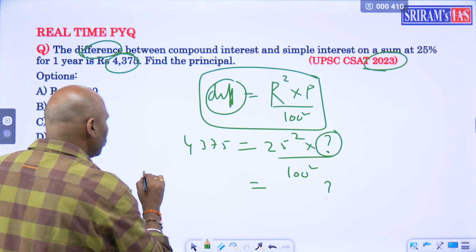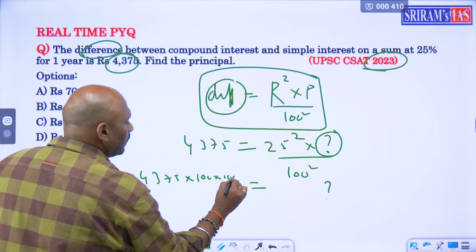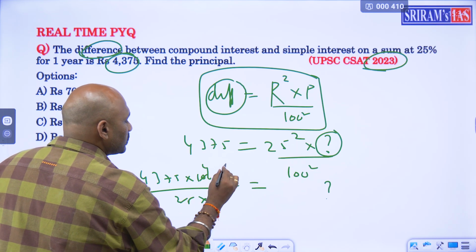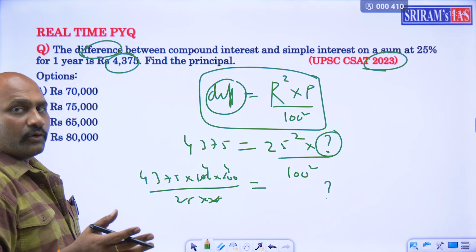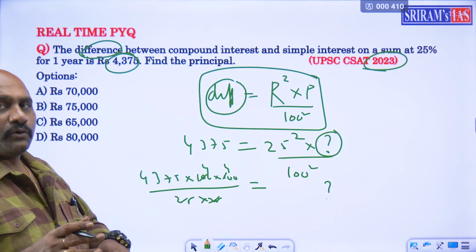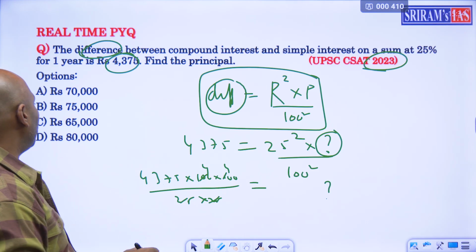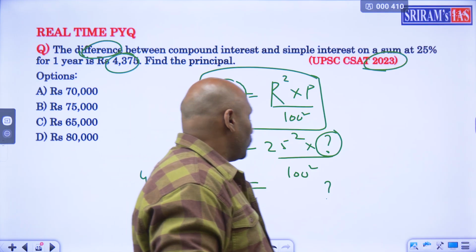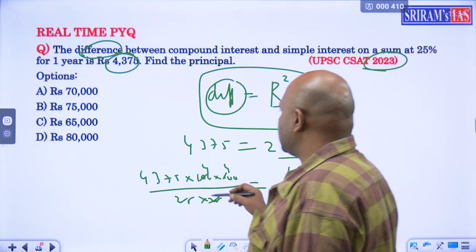So the question mark is equal to 4375 into 100 squared divided by 25 into 25. So 25 fours are 100, so it is 4375 into 16. How do you do it? Simple: 4375 into 10 you do. Your answer should be greater than 40,000 something, and in this, all the options are greater than 40,000. So 4375 into 16 will give me an amount of 70,000.